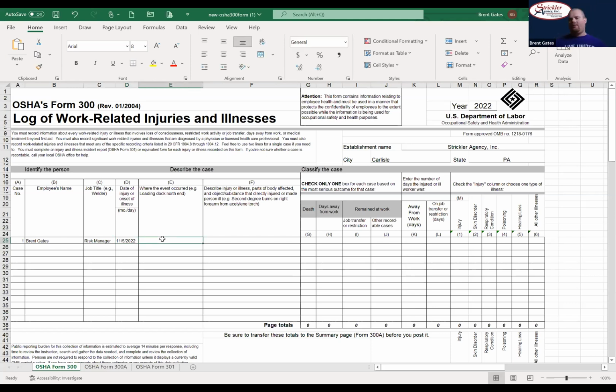So where did the event occur? We're going to say the event occurred at a loading dock. We don't need to be overly specific here. We could just fit it into the box, where the event occurred, loading dock, whatever you want to do there. And then describe the injury or illness that occurred and the body part that was affected. I fell off the loading dock and fractured my skull. Let's just make it that, fractured skull.